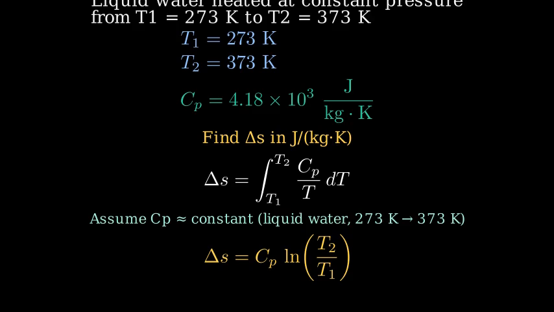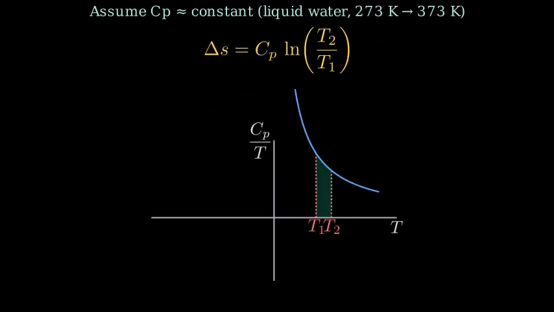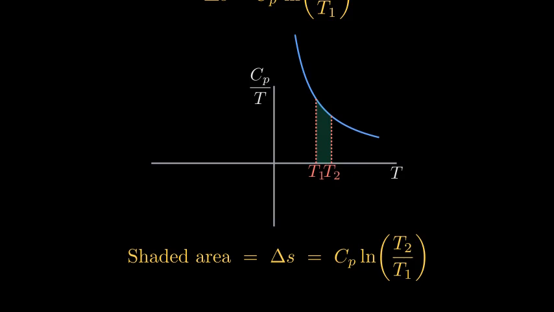Here is an intuitive picture. Consider the curve Cp over T versus temperature. The area under the curve from T1 to T2 is exactly the entropy change delta S. We label the horizontal axis temperature T and the vertical axis Cp over T. We mark T1 and T2 and shade the area between them. This shaded area equals Cp times the natural log of T2 over T1.